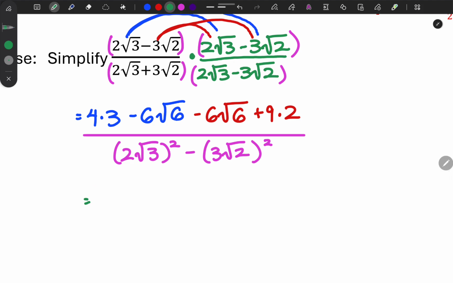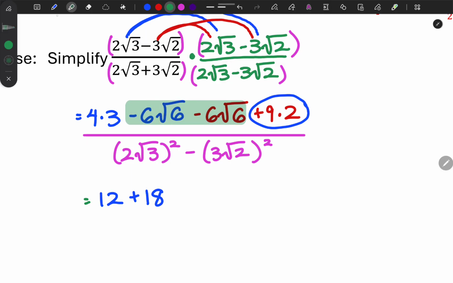4 times 3. Let's go 12. And then we have another term here that's going to be a number. So let's write them in that order. 12 plus 18. And then we have minus 6 root 6 and minus 6 root 6, like radical terms. Those ones are going to become minus 12 root 6.